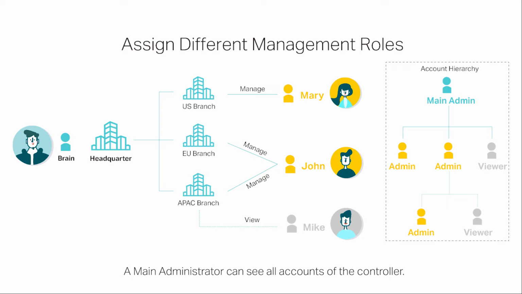A main administrator can see all accounts of the controller. With user manager permissions, an administrator can see itself and its created accounts and sub-accounts. This approach ensures security and gives convenience for management. Since the controller can be accessed both locally and via cloud access, users can be further grouped into local users and cloud users. In this video, we will show you how to create custom roles, local user accounts, and cloud user accounts of different levels.